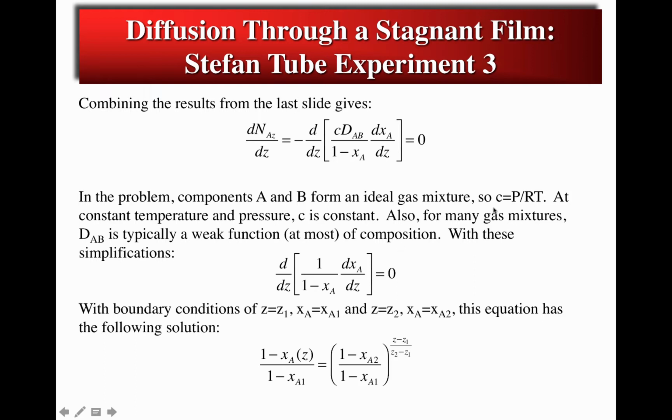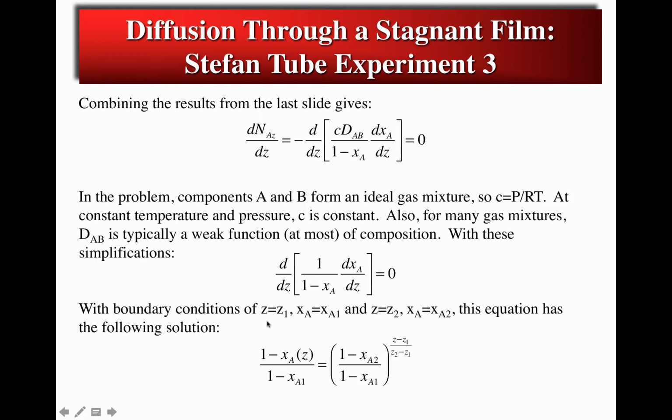Before we get into that, we assume that A and B form an ideal gas mixture in the gas phase, so the gas phase concentration is given by the pressure divided by R times T. If pressure and temperature are changing negligibly in this system, then C is a constant, then that gas phase molar concentration is a constant. It can come outside the derivative. Also, the diffusion coefficient of A and B is typically a weak function of the composition of the gas mixture of A and B. And so, to a good approximation, the diffusion coefficient is constant and can also come outside the derivative. And with these simplifications, the mass balance is given by the expression shown here in the middle.